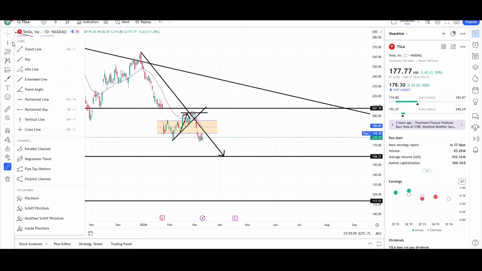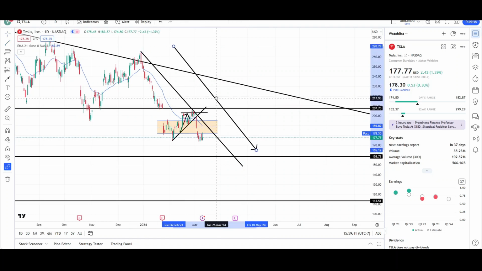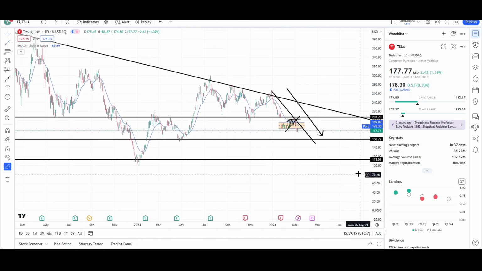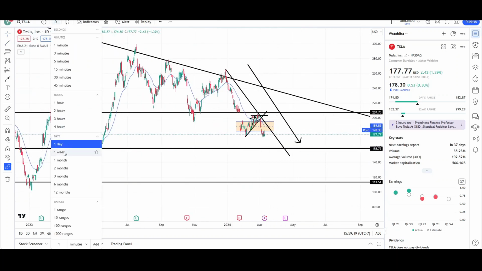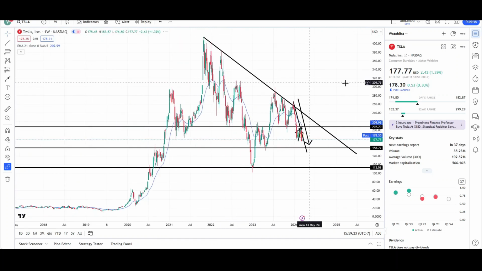And even if you draw a trend line off of the recent swing highs, you can see that we have this downward trend line in play also that price would have to work through. So overall, still bearish for Tesla in the short term and medium term. Let's take a look at the weekly chart for a long-term look. You can see that we have more data to analyze.